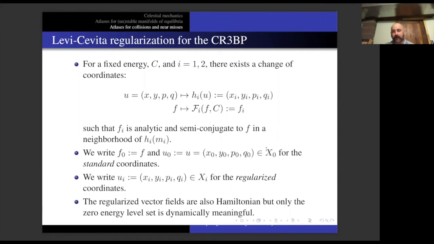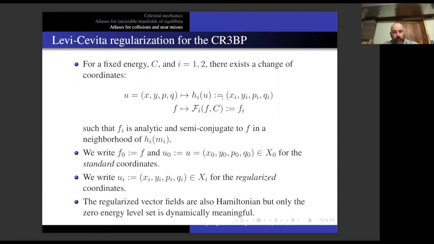And I'll use capital X naught to denote the copy of R4 where those guys live. So all three of these coordinates will be copies of R4, but they're really different coordinates. And so the Levi-Civita regularization says roughly there's a semi-conjugacy. You fix an energy, and there's a mapping that takes your standard vector field to vector fields I'll denote by F1 or F2, and the property that F1 and F2 have is that they're desingularized at the mass M1 or M2.